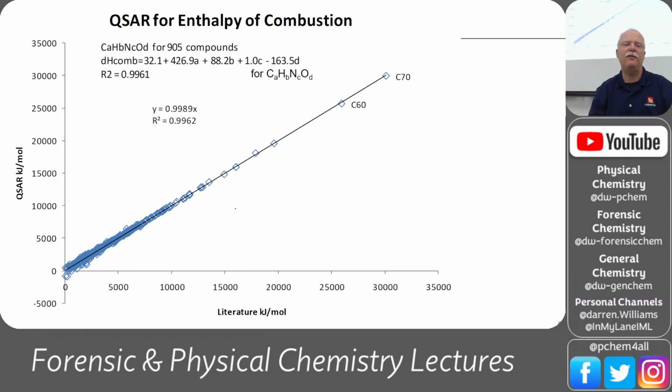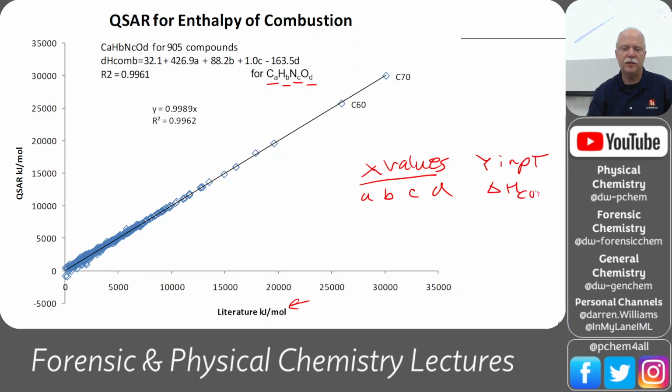And then I said, well, what if I just did a regression of the enthalpy of combustion? So here's the literature values: how many kilojoules per mole for each of these molecules? And so my X values, remember doing regressions? Our X values were A, B, C, and D. What are those? Those are the number of carbons, hydrogens, nitrogens, and oxygens. So that's the X input. And the Y input was delta H of combustion.